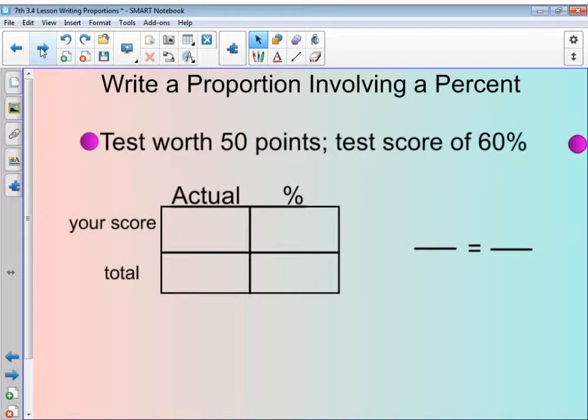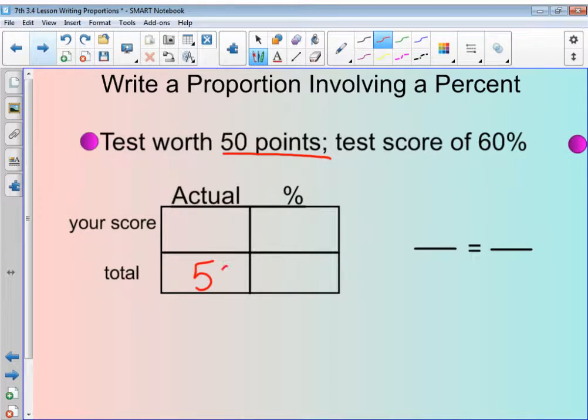So we're going to start out with some percentages. Here it says the test is worth 50 points and your test score was a 60%. So your score, well, we don't know, but we know that the test was worth 50 points. That was our total in actual number of points. Our score was a 60%. And if I had all of the test, what percentage would that be?